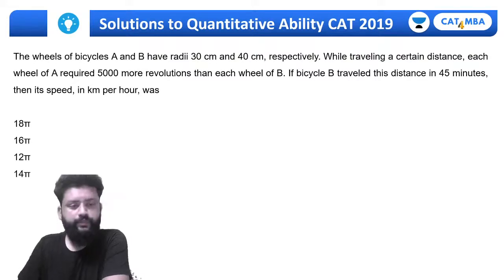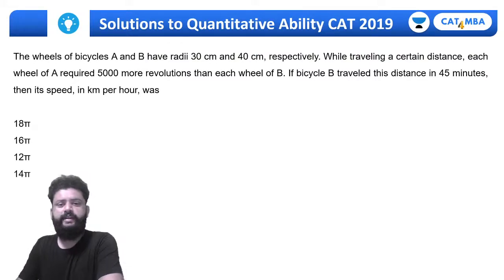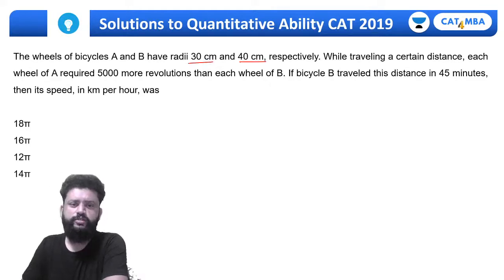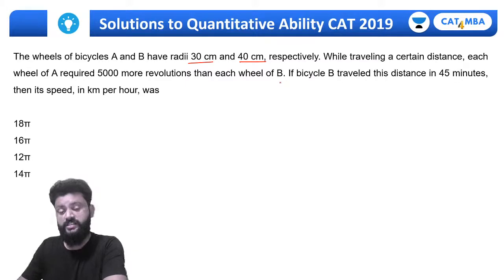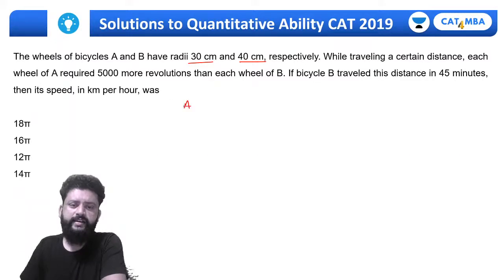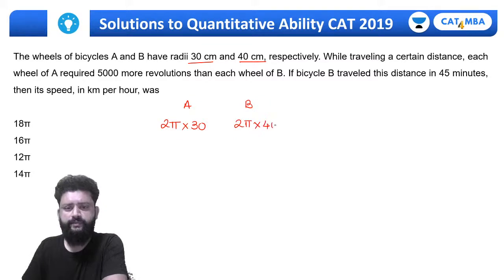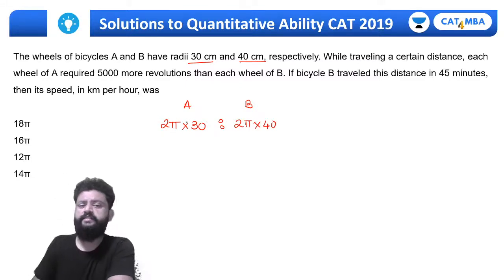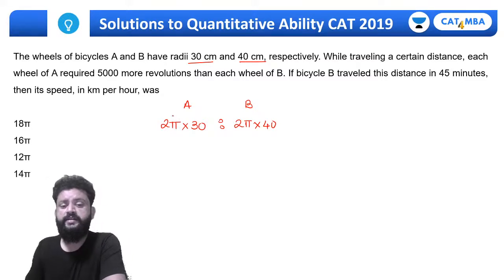Move to the next one. The wheels of bicycles A and B have radii 30 centimeter and 40 centimeter. So definitely एक चीज समझो कि distance traveled by a wheel in one rotation is the circumference of the wheel, right? तो A के लिए circumference कितना होगा, 2 pi into 30 और B का circumference होगा 2 pi into 40, right? So definitely distance travel is nothing but the rotation, that is 2 pi r. Circumference, distance travel in one rotation, one revolution, is the circumference of the wheel.